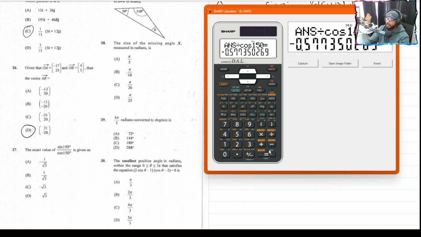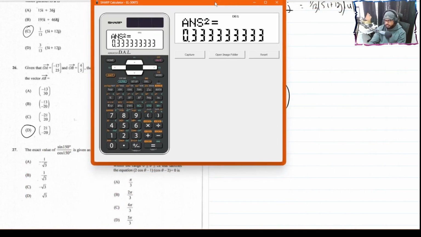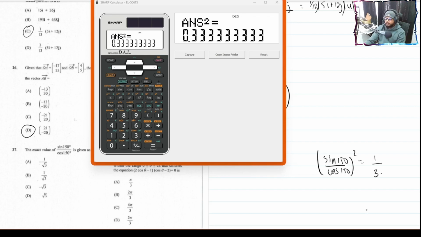It's that. Now, there's a technique you could use here. If I square this, what do I get? I get 1/3. So if I have sine 150 over cos 150 squared, I will get 1/3. Cool? So if I square root both sides, I'm going to get the square root of 1/3 is actually sine 150 over cos 150, because I'll square root a squared. The square root of 1/3 is 1 over root 3. Now, given that the initial answer was negative, this is going to be negative here as well.